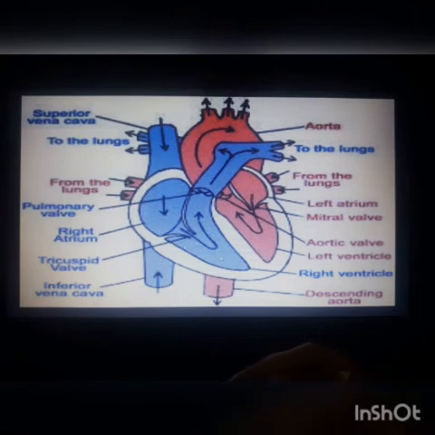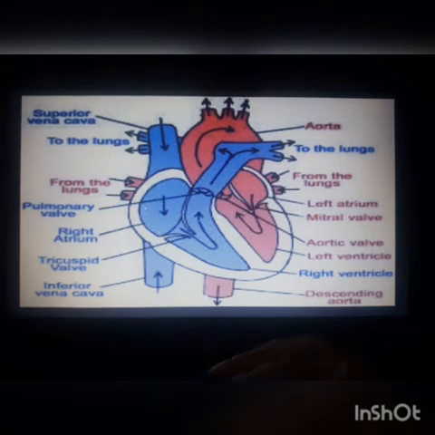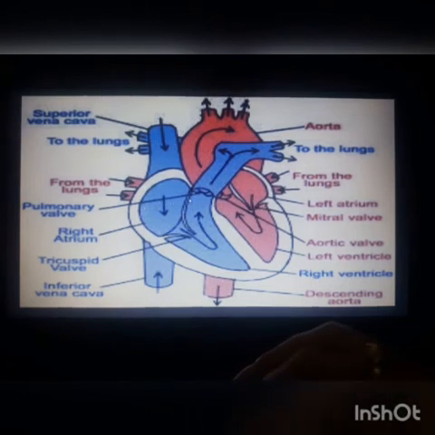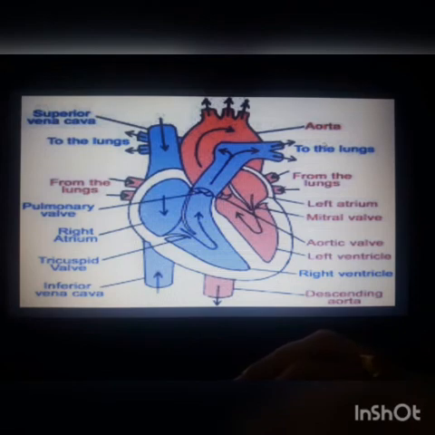Whenever the blood is going to leave the heart for purification towards the lungs, again a valve is present which is known as the pulmonary valve. Basically, the function of a valve is to prevent the backflow of the blood. Then these vessels take the blood towards the lungs for purification. Sorry, these are the arteries.